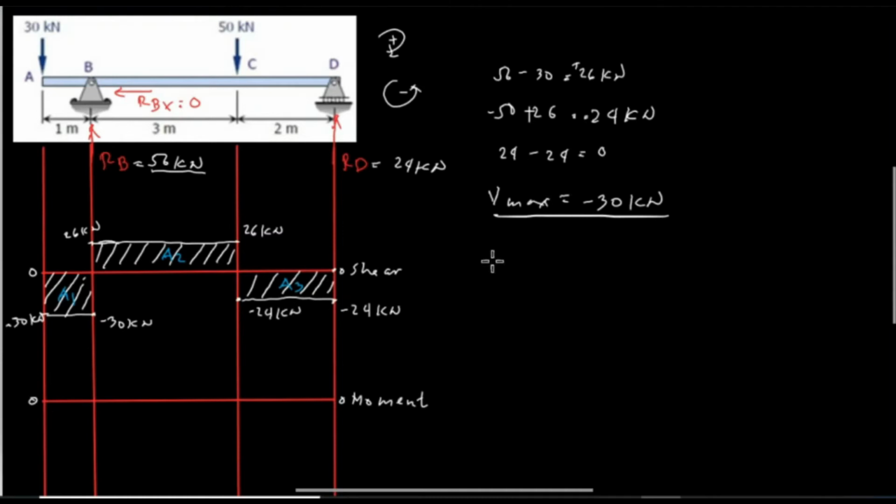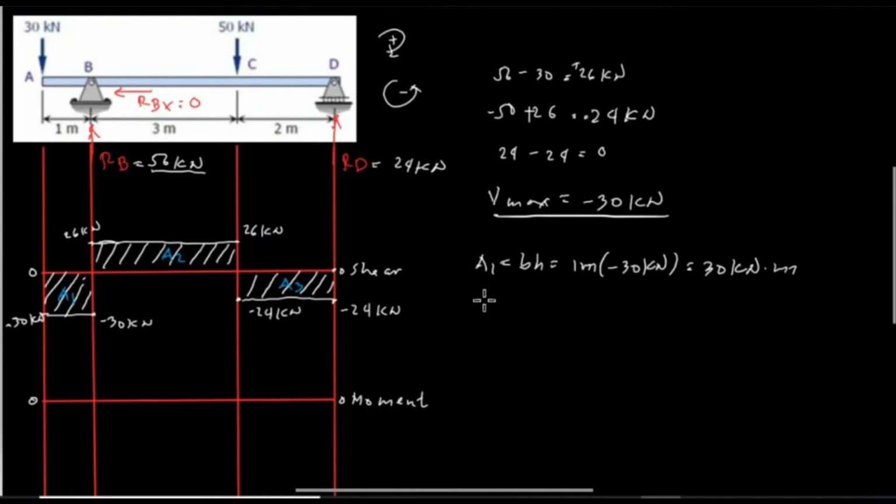Area 1 shape is a rectangle, and the value for base times height is equivalent to the base, which is the length of the beam from A to B, which is 1 meter. We multiply by the height of the shear force, which is 30 kilonewton, and it is a negative value. So negative 30 kilonewton meter, which is the moment.